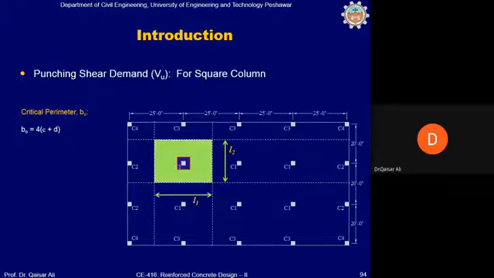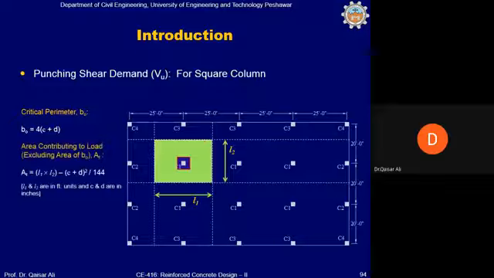Punching shear demand for an interior column is demonstrated here in this slide. b0 is equal to 4 into (C plus d). The total vertical load, which is the weight of this total slab, must be equal to L1 into L2 into the per square foot load on this slab.